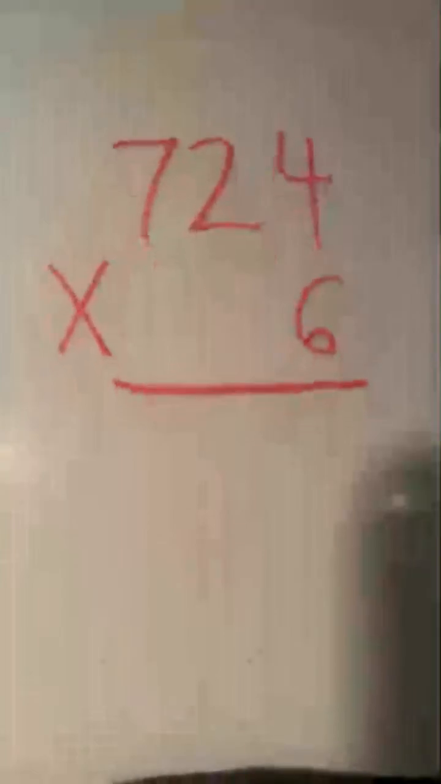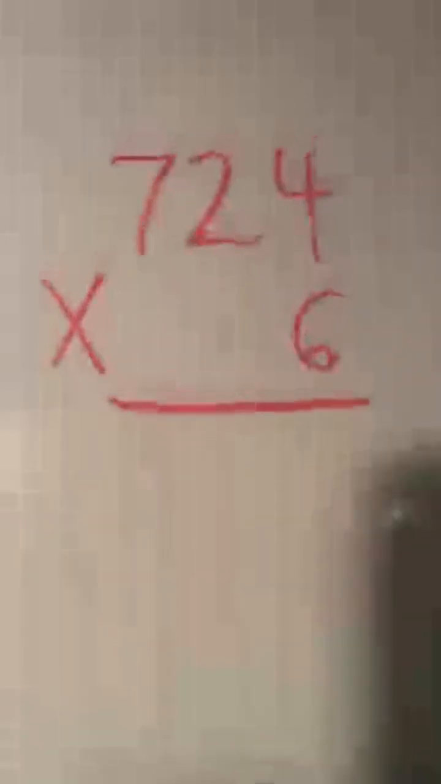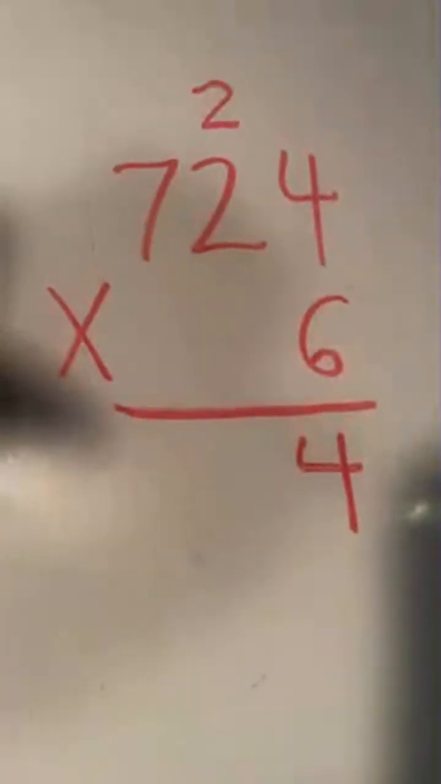724 times 6. So first we multiply 4 times 6. The number's in the ones place. 4 times 6 equals 24. Again, because our product is more than 10, we have to regroup. The 4 in 24 goes in the ones place. The 2 gets carried over to the tens place.